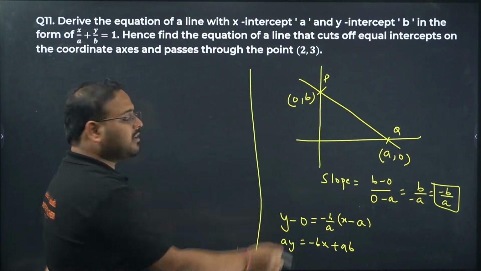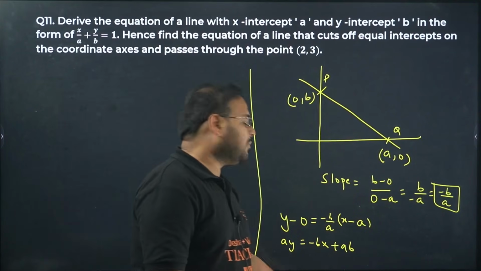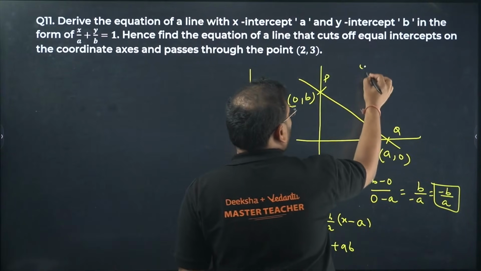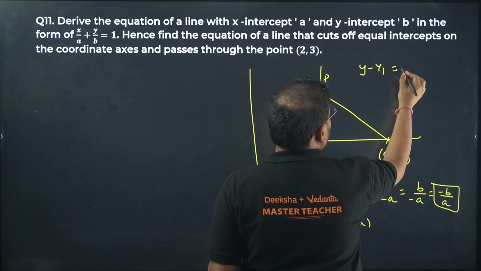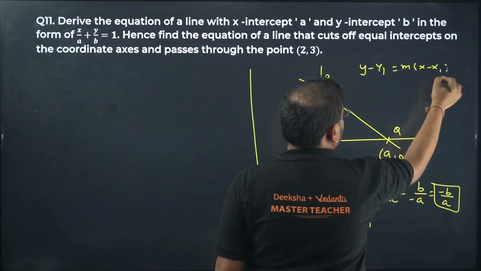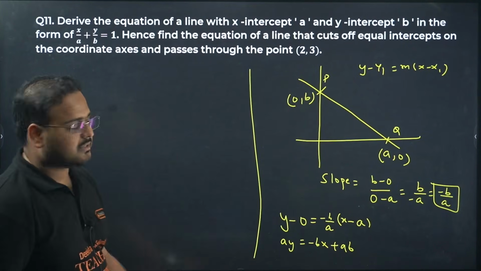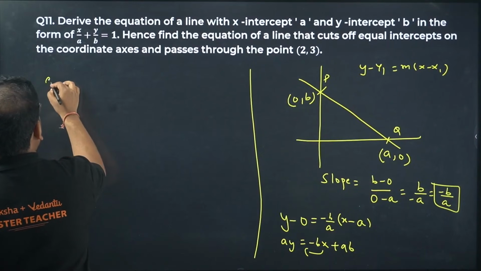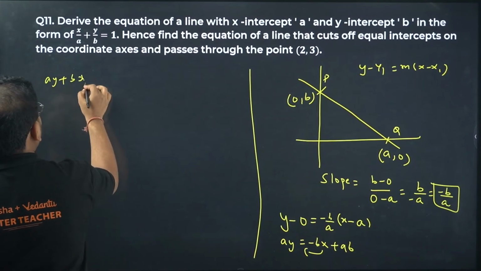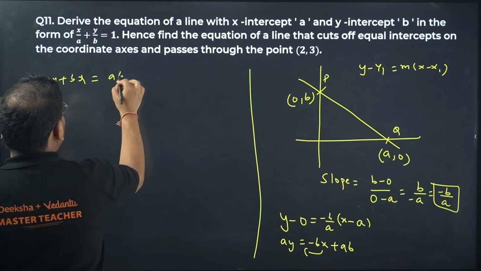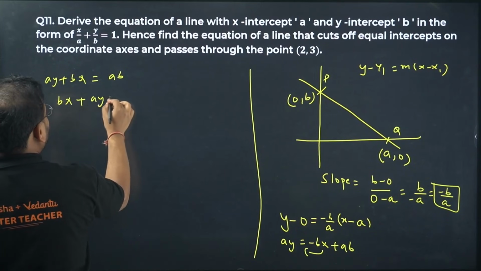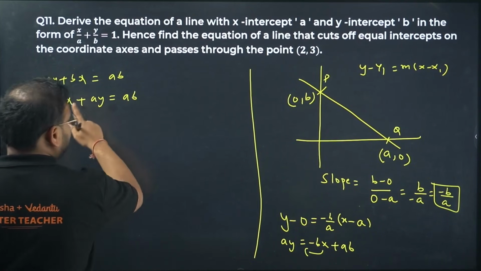I have found the slope first, then used the point slope form. What's the formula for point slope form? y minus y1 equals m times (x minus x1). Right? Check here. Move this term over here. You'll get ay plus bx equals ab. Write it again with x first: bx plus ay equals ab. Divide everything by ab.